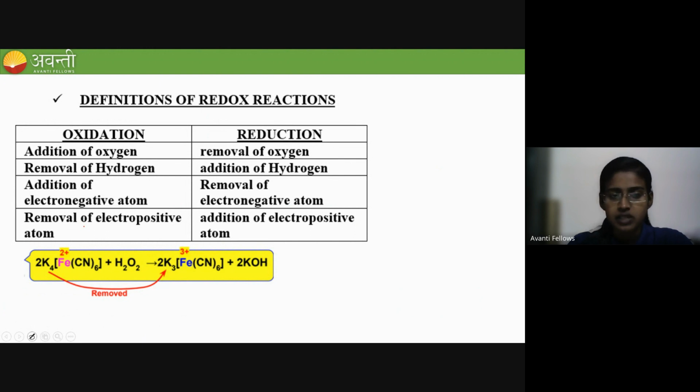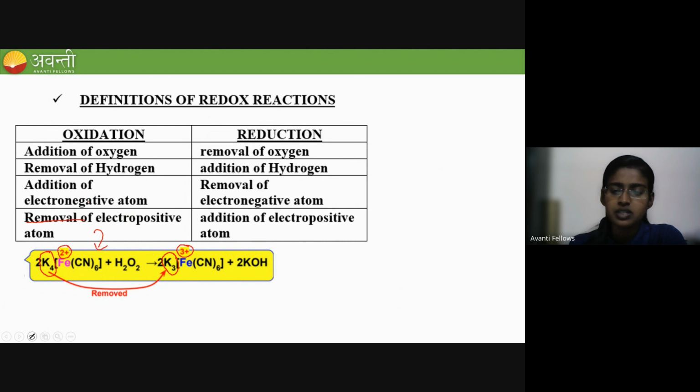So one example is given here, an example for oxidation. Here we have 4 potassium in the reactant side, and one of the potassium is removed. Potassium is basically an electropositive element. The removal of electropositive element leads to the oxidation of the metal ion. You see the oxidation number here. For iron it is +2, and here for iron it is +3. So +2 to +3, there is an increase in the positive charge. Increase in the positive charge is called oxidation. So oxidation is otherwise called the removal of electropositive element. This is an example to understand this particular definition.